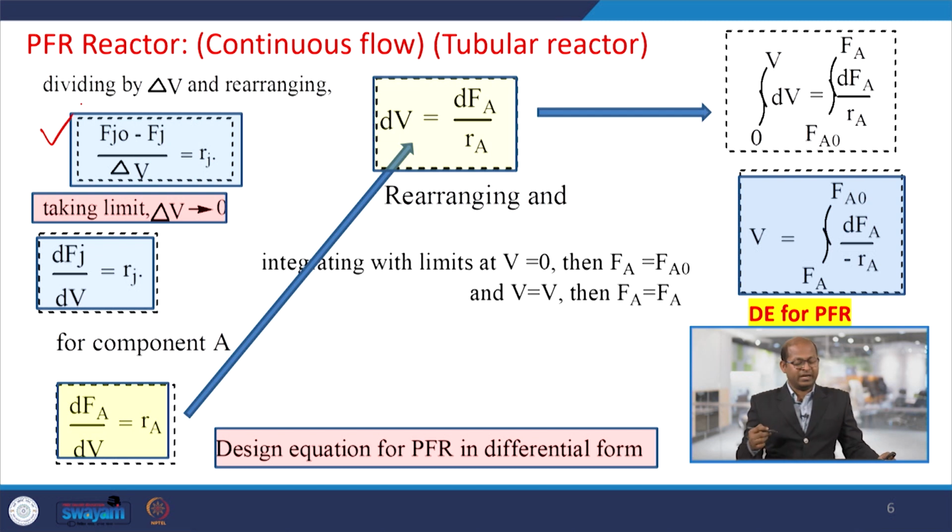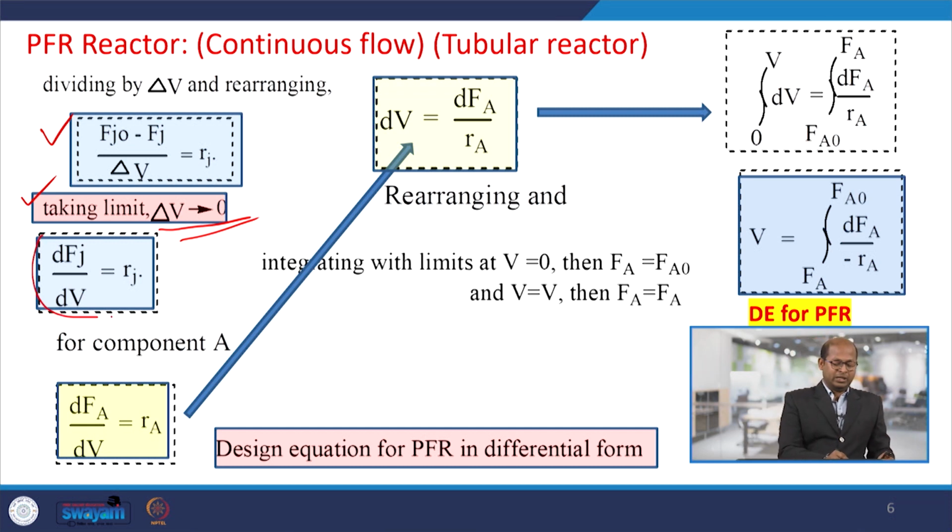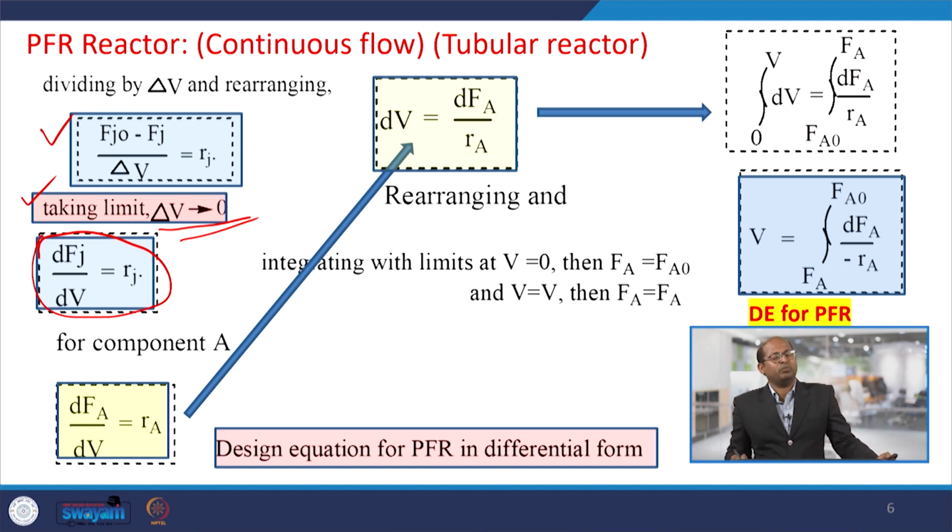And then after rearranging and taking the limit, first we divide by delta V on both sides, and then we take the limit as delta V tends to 0, meaning a very small volume. Then we get the differential form dFj/dV equals Rj. This is the differential form of the design equation for a plug flow reactor for component j.